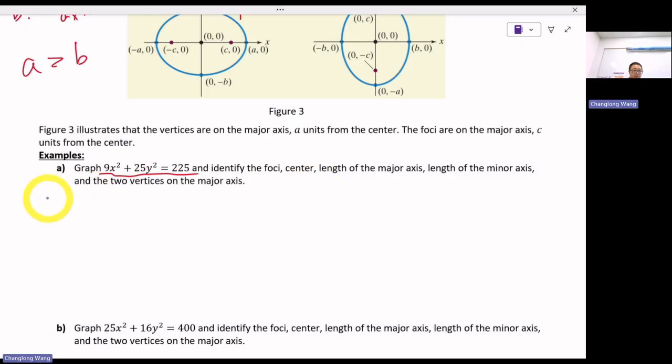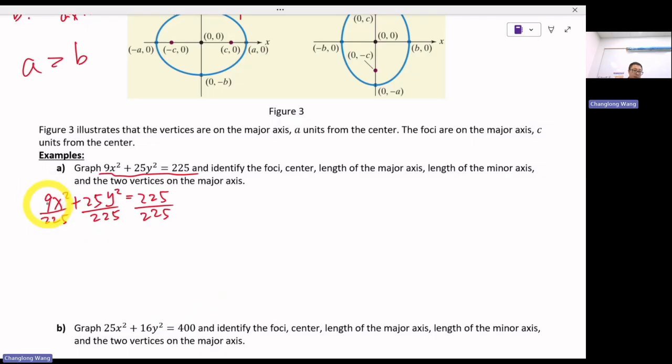But you need to first write the equation in the standard form to see what those parameters are. As you may recall, the standard form has a 1 on the right-hand side of the equation, but we have 225. So what I have to do is just divide it out. But make sure you divide out 225 across the board.